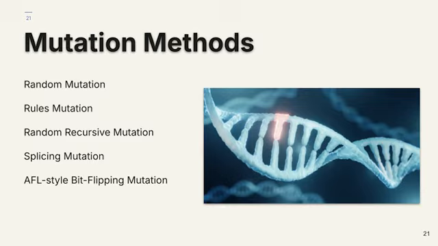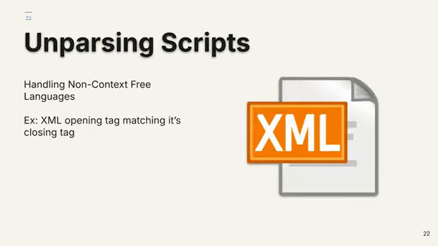Splicing mutation takes 2 successful inputs, takes their subtrees, and combines them to make a new interesting seed. Nautilus also uses an AFL style bit flipping mutation, which a lot of other fuzzers do as well, which flips random bits. In order to handle non-context free languages, Nautilus uses unparsing scripts. These allow for arbitrary computations that cannot be covered by normal context-free grammars. A good example of this is an XML opening tag that needs to have a closing tag at the end, but a simple context-free grammar cannot convey this.